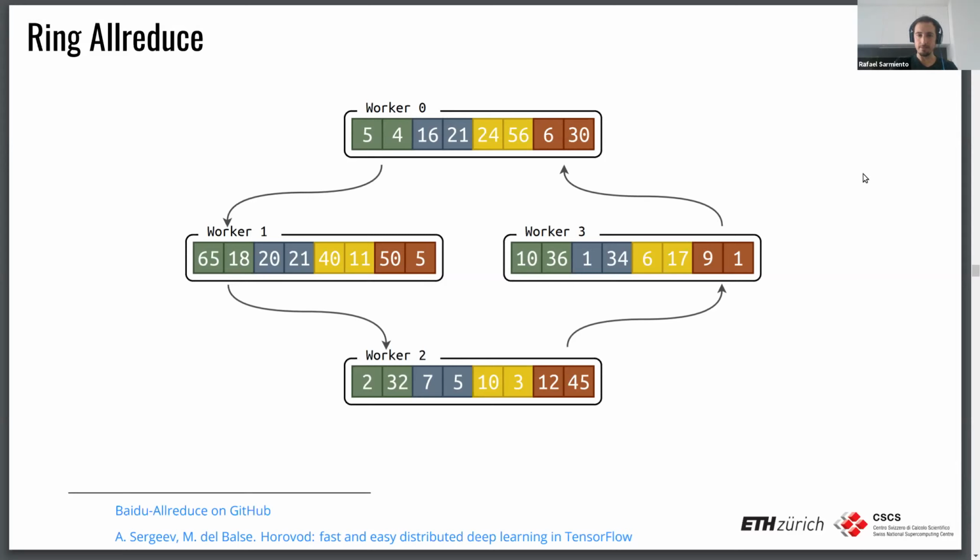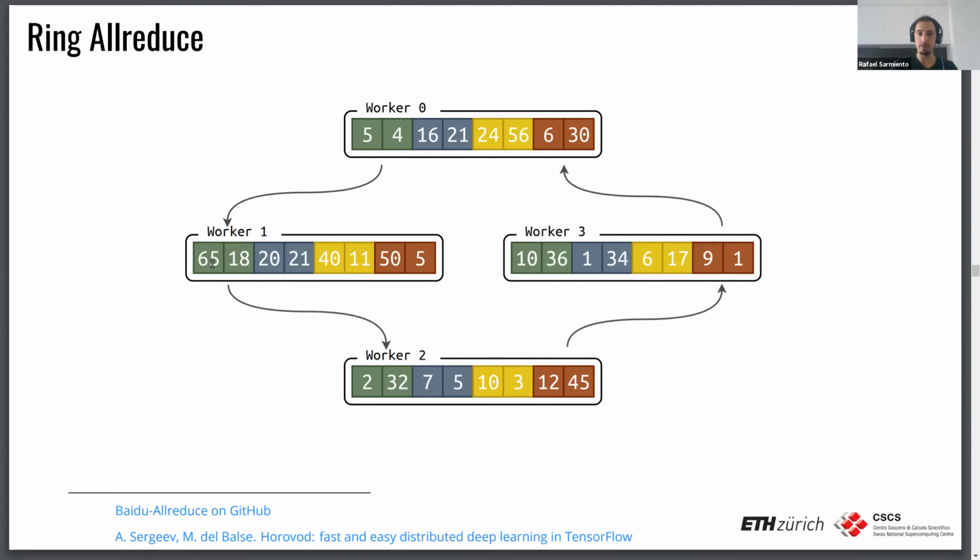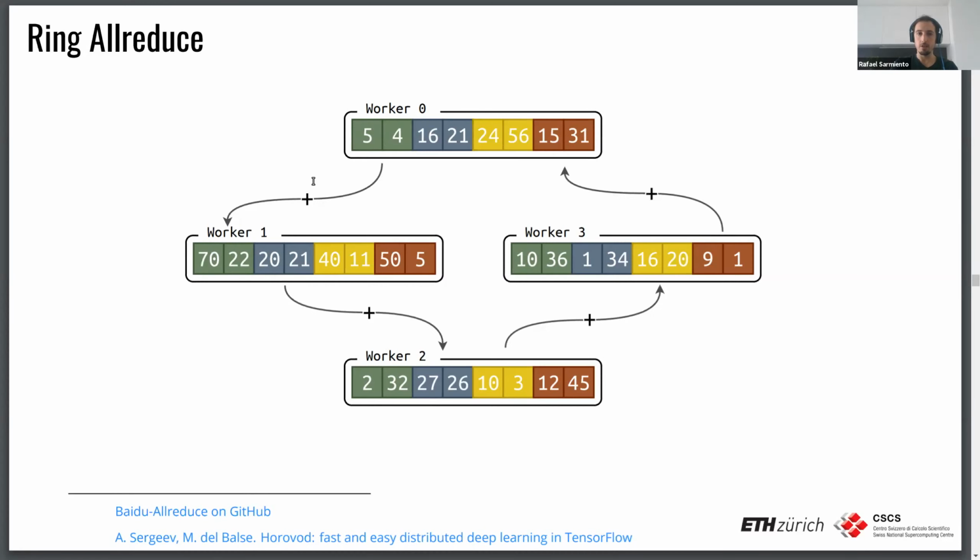So step 1. Worker n is going to send the chunk n, the same index, to worker n plus 1, and it will be summed there. For instance, here worker 0 is going to send chunk 0 to worker 1, and we sum it. So here we have 65, 19, and it is summed here.